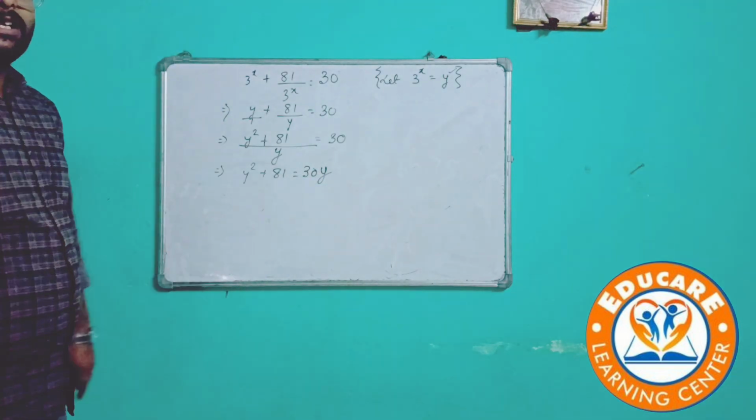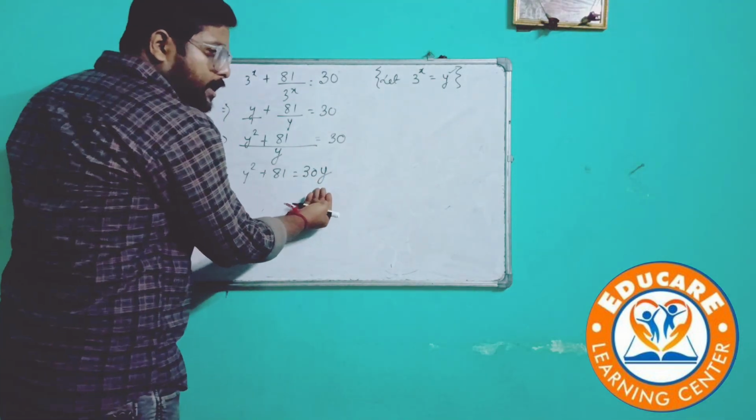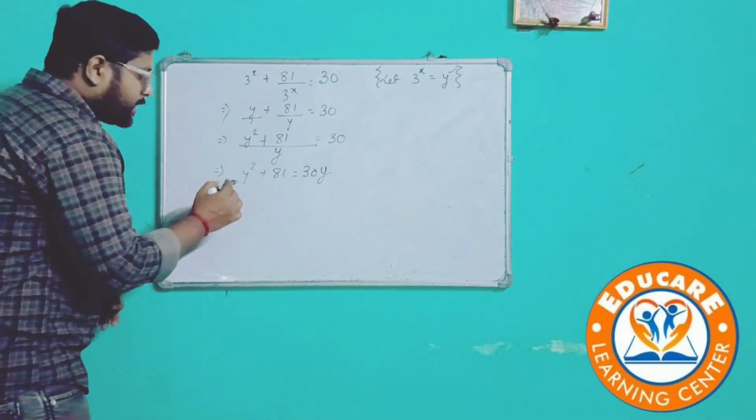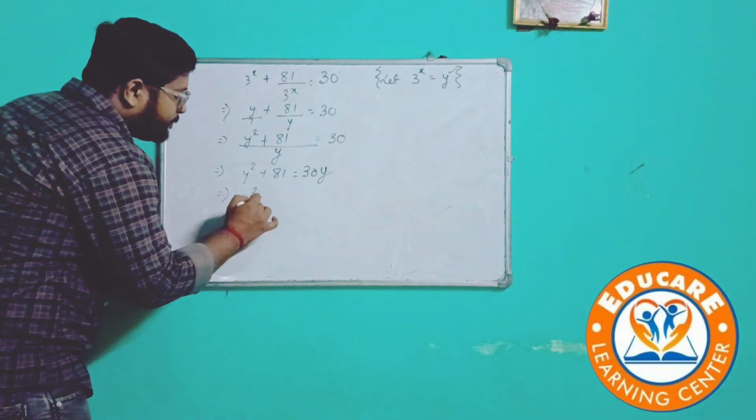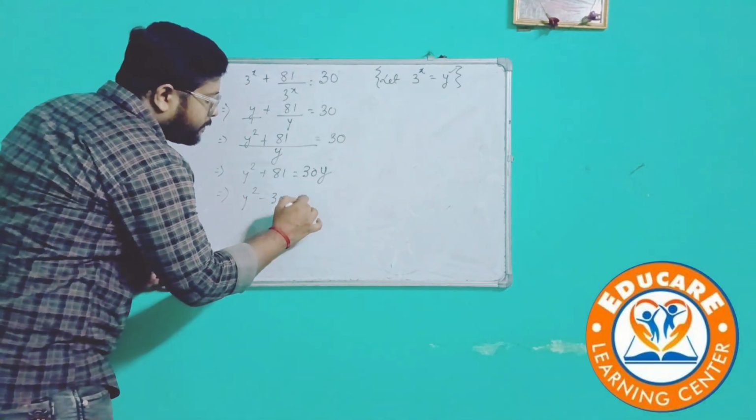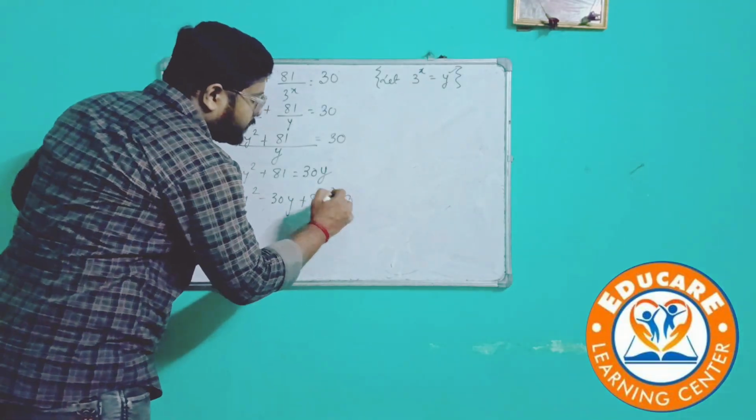Now I think it is quite clear how to solve. We need to bring this 30y to the left hand side of the equation. So we can write y square minus 30y plus 81 is equal to 0.